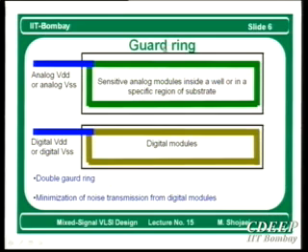Therefore, you can surround them with a bias. So what is this bias? This is called a guard ring. What is this? Suppose this is a P substrate region.